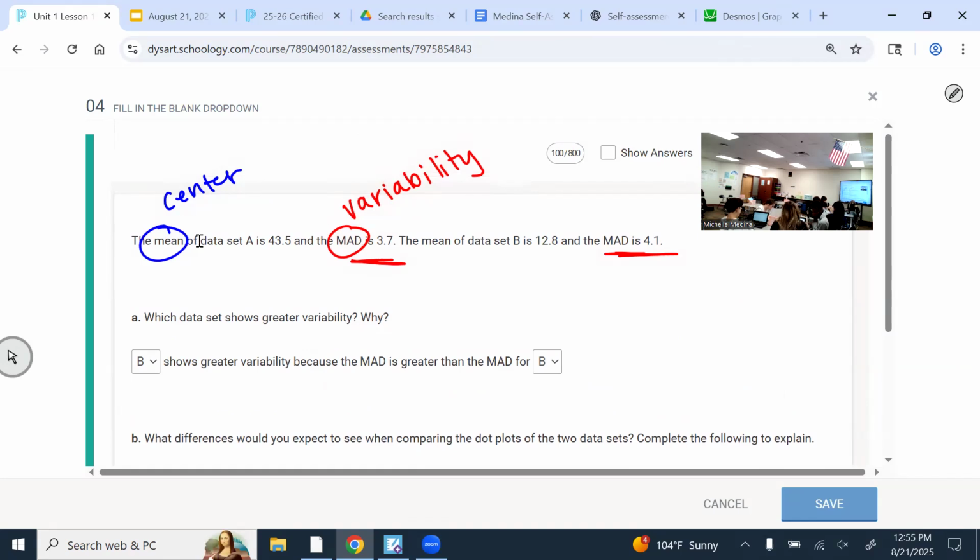No. 3.7 is the MAD. What should the data be centered around? That's why mean is a measure of center, because that's where the data should be centered around. So what number should the data be centered around? 43.5.